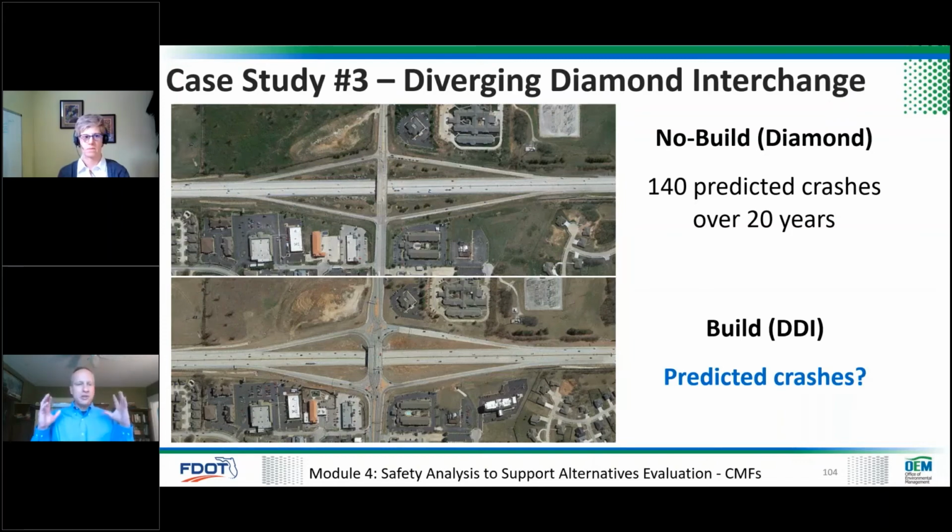So this is the situation. We have a standard diamond, and we're thinking about converting it to a DDI. The standard diamond prediction is 140 crashes over 20 years. How many crashes would we think we'd have with a DDI? In the current equations, you can't put something in there. You've got to use a CMF. There's no safety performance function for DDI interchanges at this point. So we've got to go hunting for a CMF.